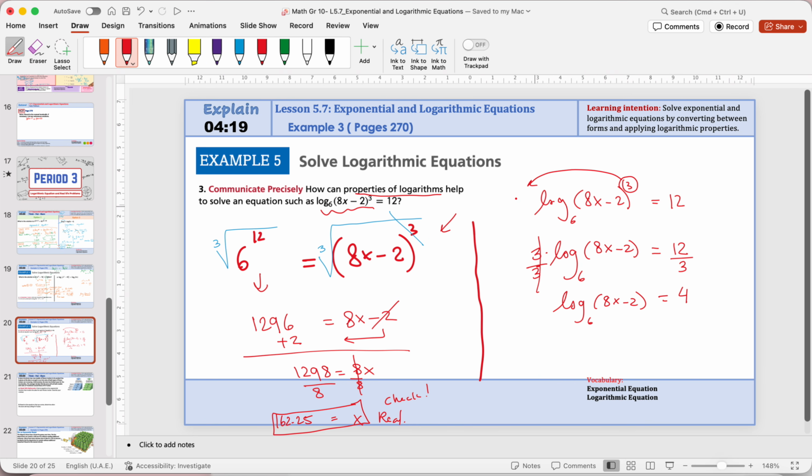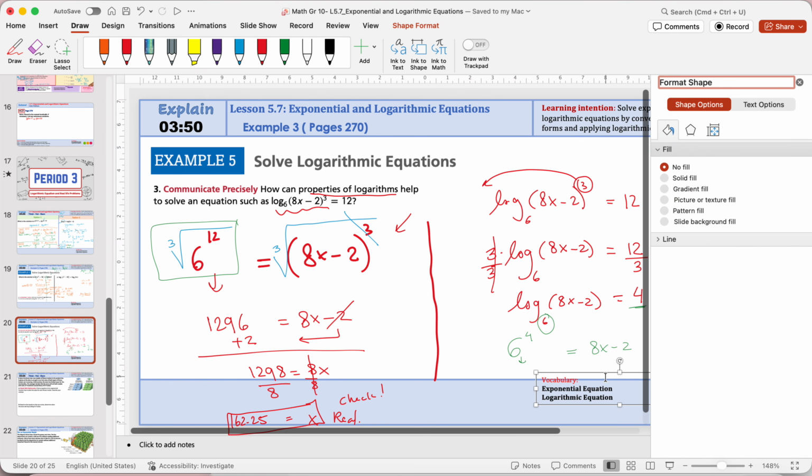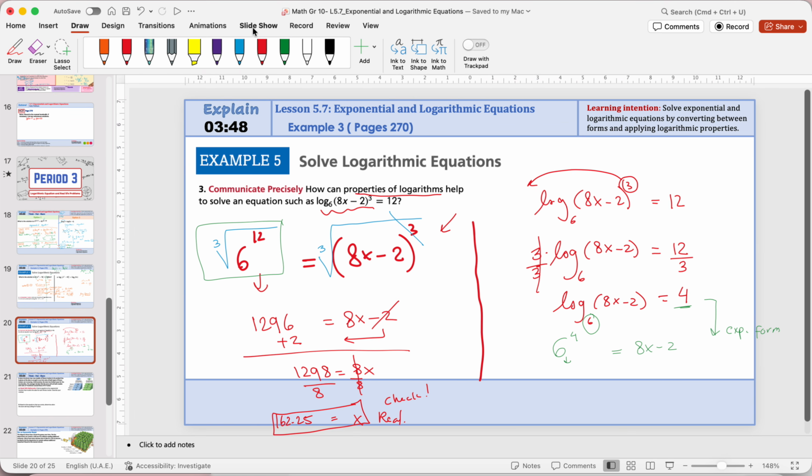Now what can I do? Now you can change from logarithmic to exponential. So 6 is the base, 4 is the power, equals 8x minus 2. See, I have directly 6 to the power of 4 instead of this, and I have this one with the power of 3. Just 6 to the power of 4, by the way, is, guess what? It is 1296, which is the same exact thing we got here.